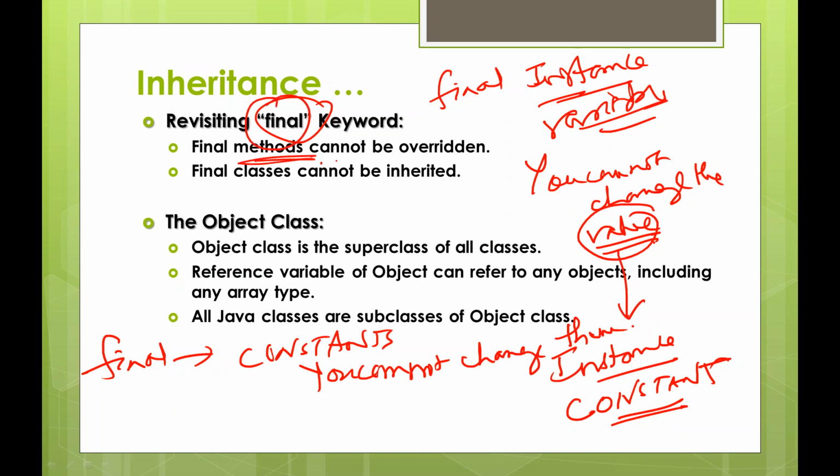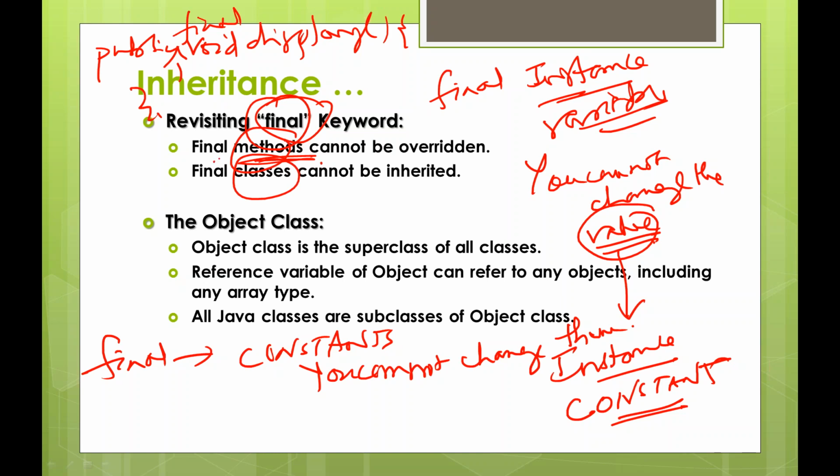But there are other places where you can use your final keyword, to methods. So you can define one particular method, say for example, final void display. You can apply final to methods as well as classes. When you apply final to a method, you cannot override that particular final method. When you apply final to classes, you cannot inherit that class. So let us see a couple of examples.